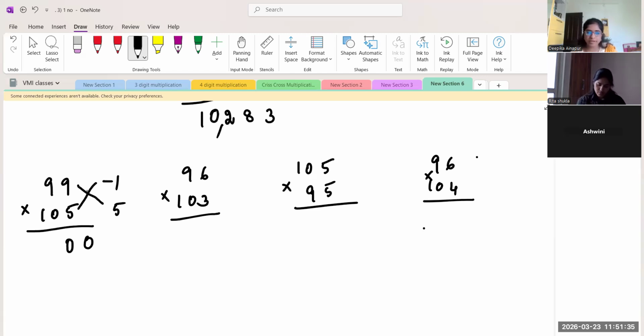the cross sum. 99 plus 5 will be how much? 104. Or 105 minus 1 will also be equal to 104, right? And then do this. Minus 1 into 5 is minus 5. So I'll take it as minus 5. 10 minus 5 is 5. And here it is 9, 3, 0, 1. 10,395. Hope you all have got this answer, right?